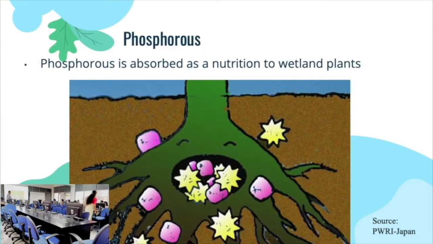And finally, the phosphorus. Phosphorus is one of the main ingredients for the wetland plants, basically for all plants. So phosphorus is absorbed from the root zone into the plants, and it is involved in the growth of the plants.